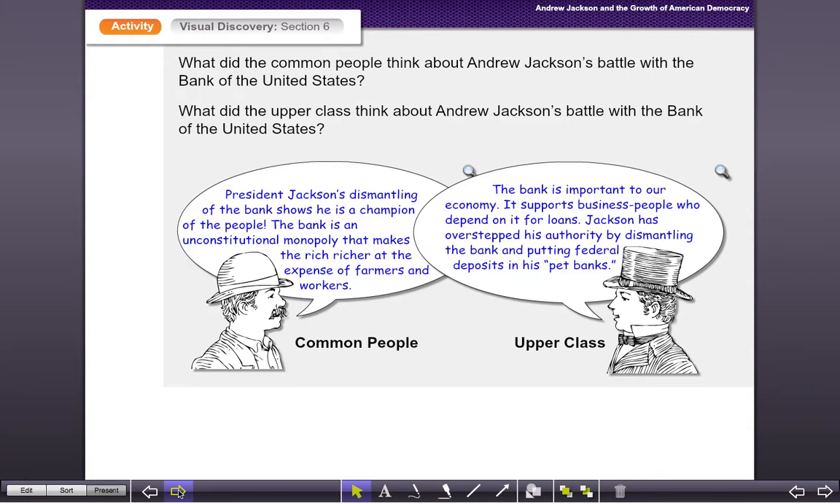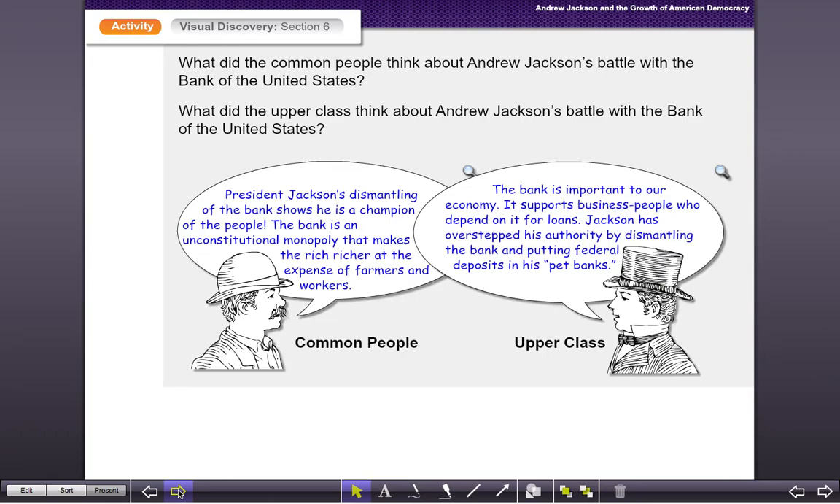Well, the bank is important to our economy. It supports business people who depend on it for loans. Jackson has overstepped his authority by dismantling the bank and putting federal deposits in his pet banks. Okay, so they're thinking that what Andrew Jackson's trying to do here with the bank is not okay.